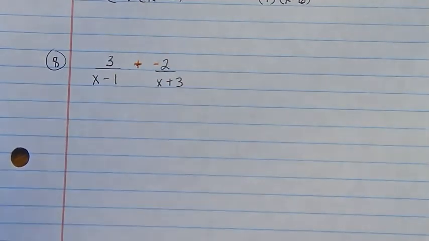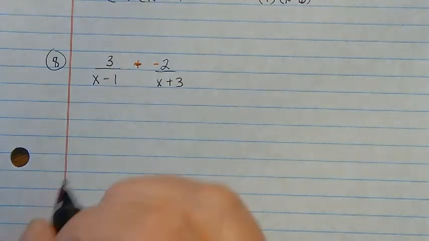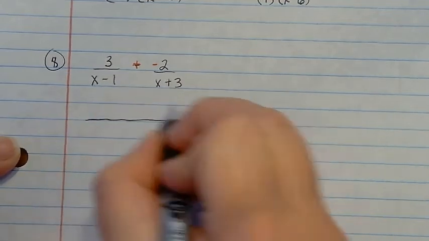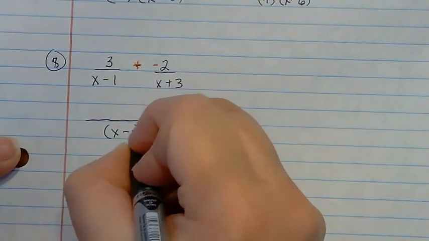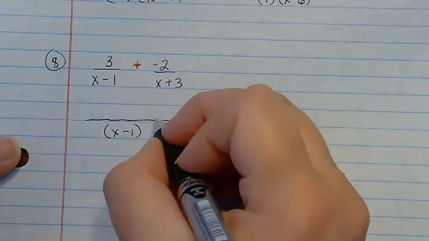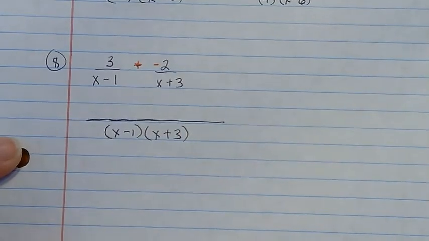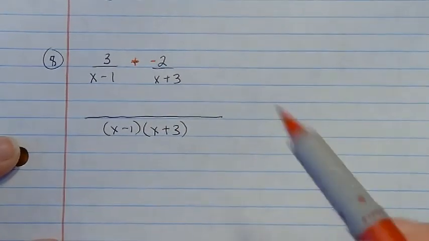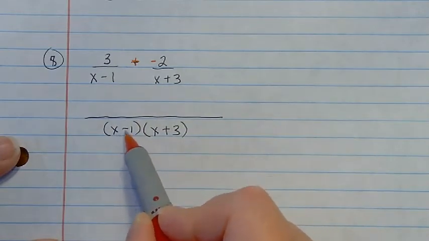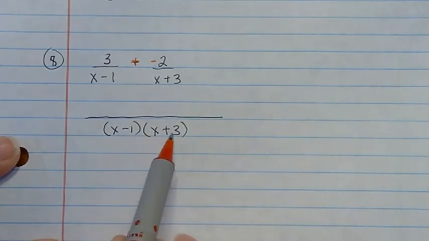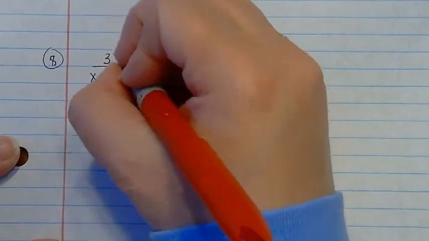Notice that these denominators don't look alike at all. There's nothing about them that makes them common. So in order to get the common denominator, I'm going to have to put both of those factors in my new denominator. So my new denominator has to have x minus 1 as a factor, and it has to have x plus 3 as a factor. So then I have to adjust my numerators. What do I take times x minus 1 to get this? The thing that's missing is the x plus 3.